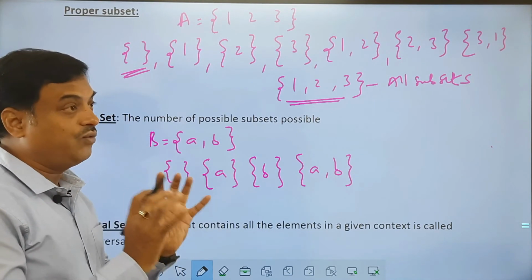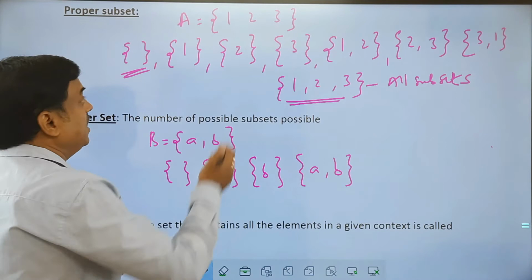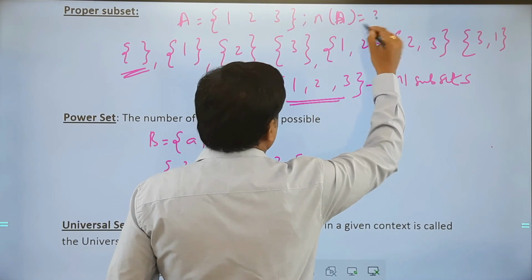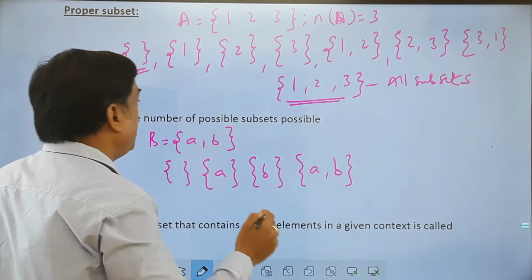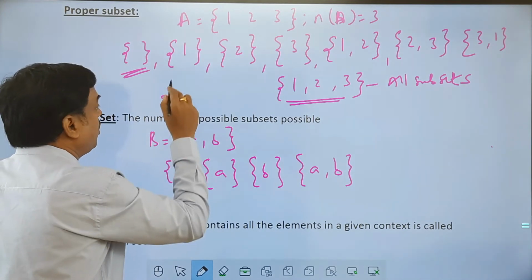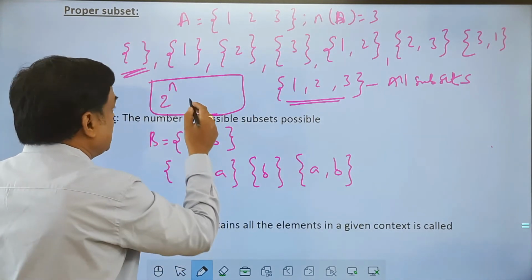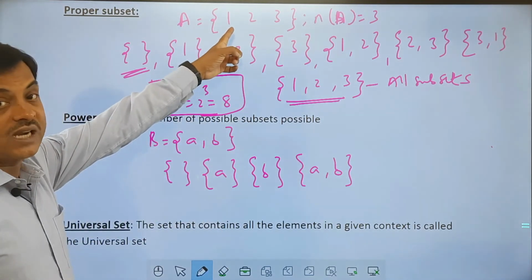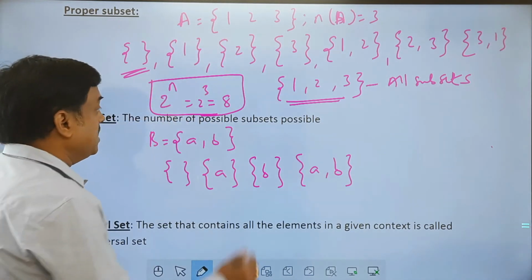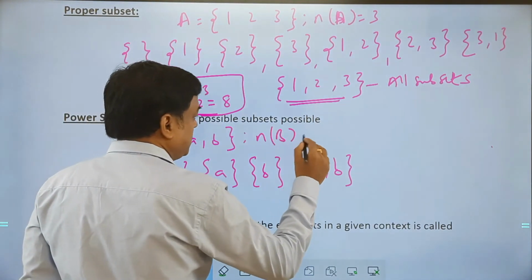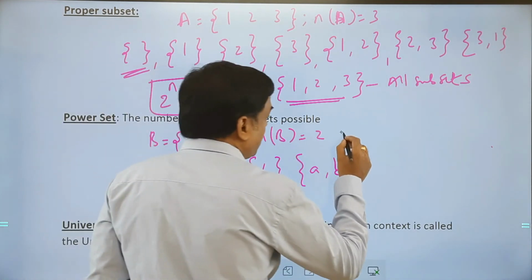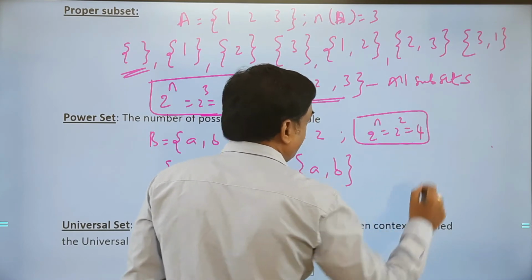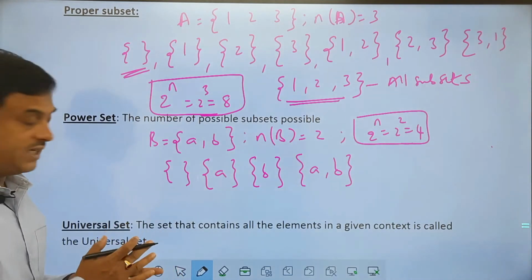So what is the formula to find the number of subsets? That's important. Here, n of A, that is the cardinal number, is 3, as we can see. The formula to find the number of subsets is 2 to the power of n. In this case, it is 2 to the power of 3, which is 8. So what is 3 here? The number of elements, the cardinal number. n means cardinal number. Similarly here, n of B equals 2 and the number of subsets is 2 to the power of n, which is 2 squared, 4. So it has got 4 subsets in this case.